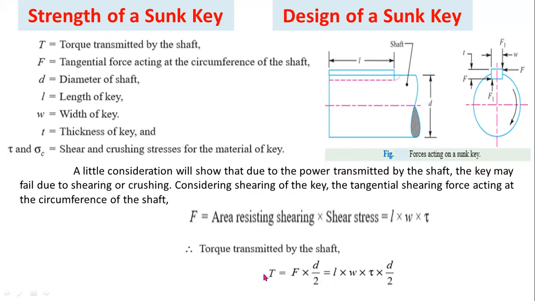Okay, torque equals torque transmitted by key equals shear force acting on key into radius of the shaft. Here F equals L into W into tau, and D by 2. So this is the formula for torque transmitted by the key. Here this formula is used for determining the shearing strength.